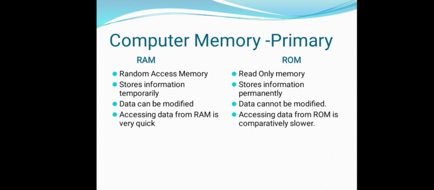RAM is random access memory. It stores information temporarily. Data saved in RAM can be modified and updated easily, and accessing data from RAM is a very quick process. ROM is read only memory. It stores information permanently. Data can't be modified, and accessing data from ROM is comparatively slow.